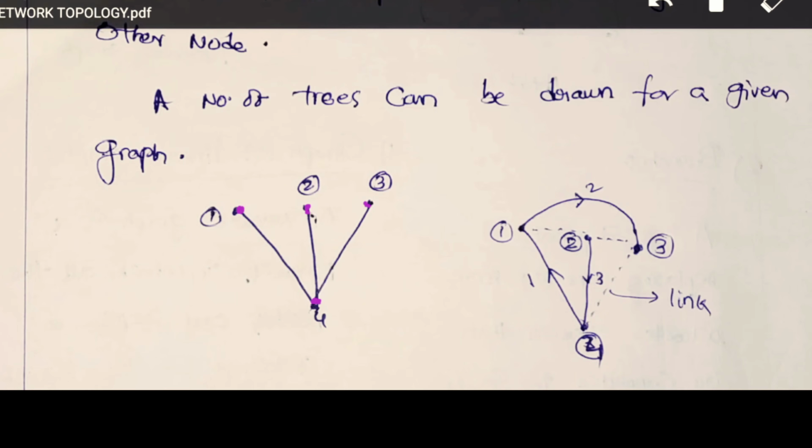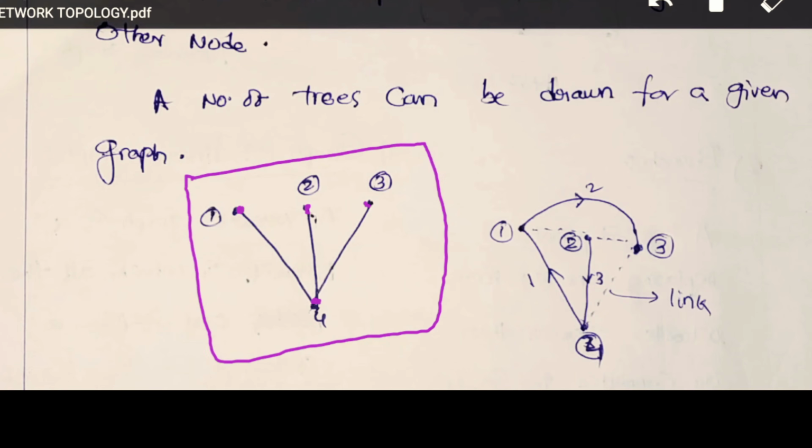1 is connected to 4, 2 is connected to 4, 3 is connected to 4. It is a subgraph of the original graph we drew previously. This is the original graph we have. It is a subgraph, but it is a tree because no closed path is there. If you consider this, it is also a tree because there is no closed path.